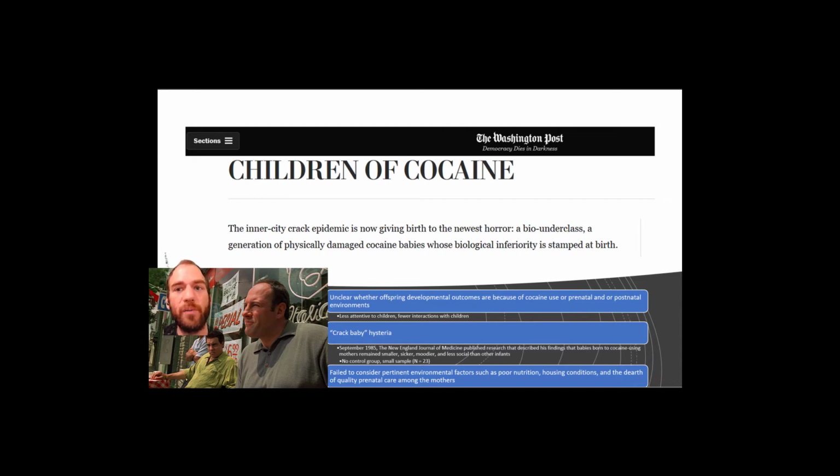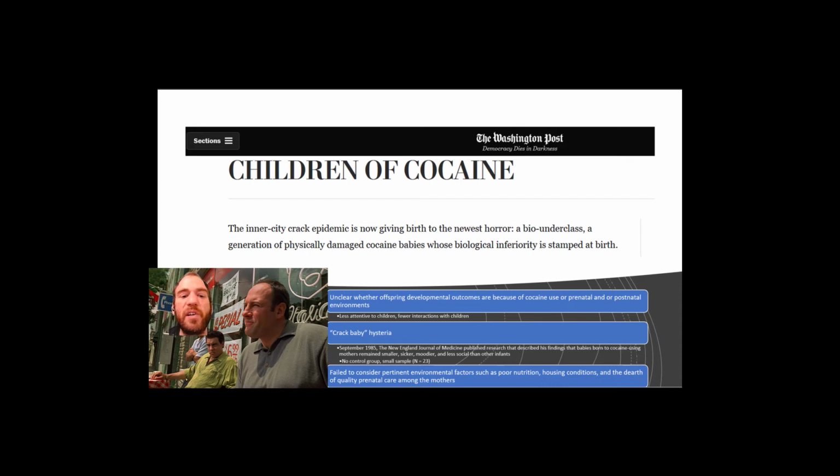And we know from research that if you are using cocaine during the postnatal period, you're more likely to have fewer interactions with your child and you're less attentive to your child. So is it that the child is negatively impacted by cocaine use prenatally? Or is it because postnatally the parent is being less attentive to the child? Or is it some combination of the two? And that's tough to disentangle.